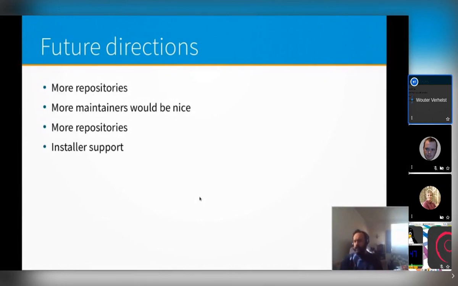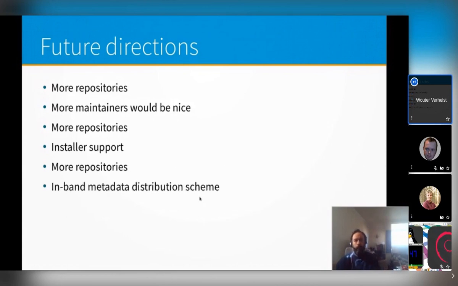I had received some suggestion about installer support, the idea being that you could pre-seed, hey, I want to enable these external repositories, that happens just before the apt step, and then you can also install software from external repositories through pre-seeding, which would be cool. But then we would need more repositories because almost at the end, we also need an in-band distribution scheme.